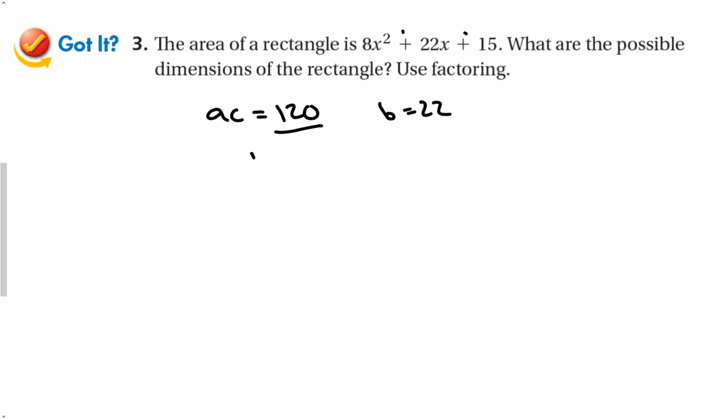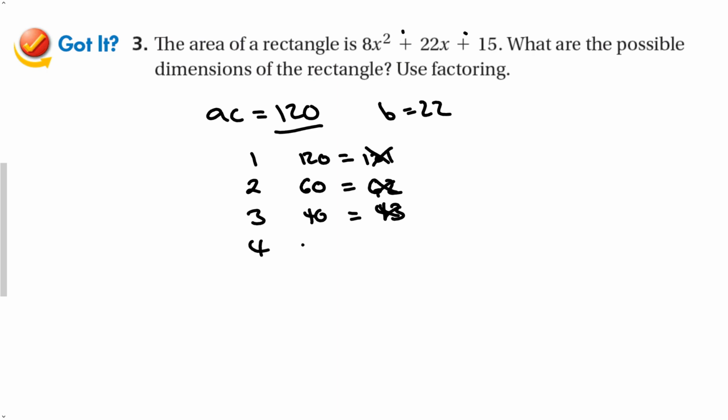Okay? So 1 times 120 is 120. Add them together, I get 121. No good. Okay? 2 times 60 is 120, and that's 62. 3 goes into 120. How do I know? Because the digits add up to 3. So 3 times 40 is 120. Add those together, you get 43. Right? No, no. Okay, keep going.